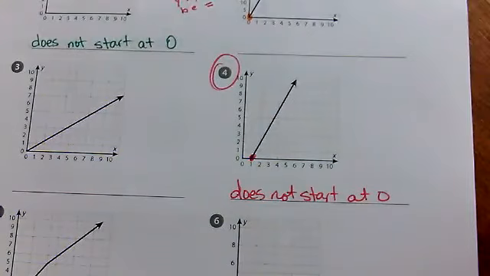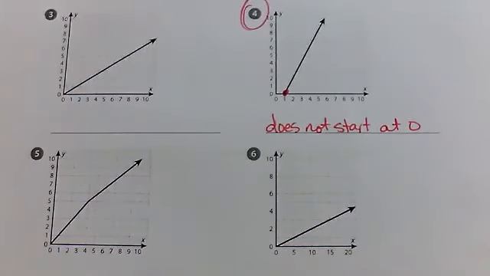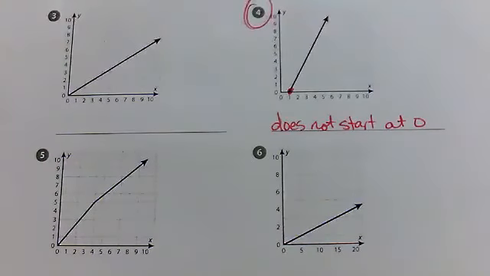EJ said number 4 as well. EJ, can you find another one on this page that is also not proportional? Looking for one that is not proportional. Number 5. Perfect. Number 5 is not proportional because it is not a straight line. I think you got it. Y'all are so good.